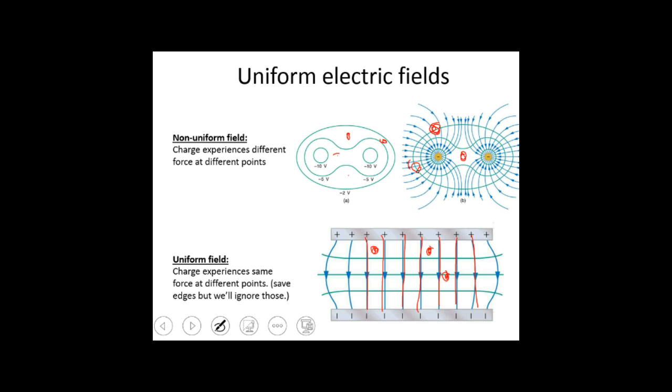Same here, there's variable strength in this electric field. And so when we consider things like dipoles or point charges, those are usually not uniform electric fields. And so particles can behave unpredictably in those.